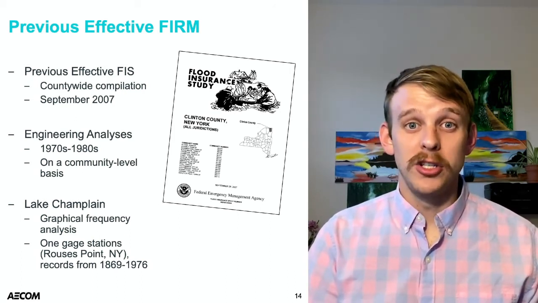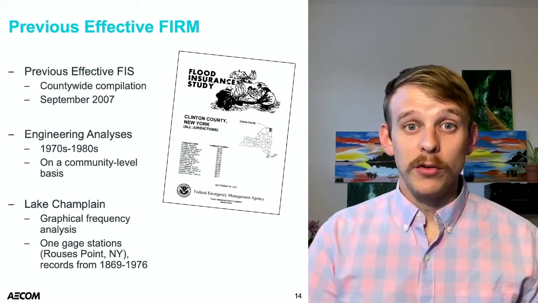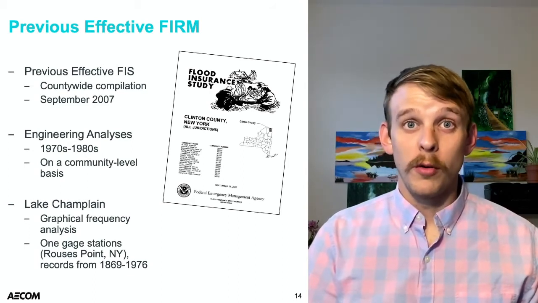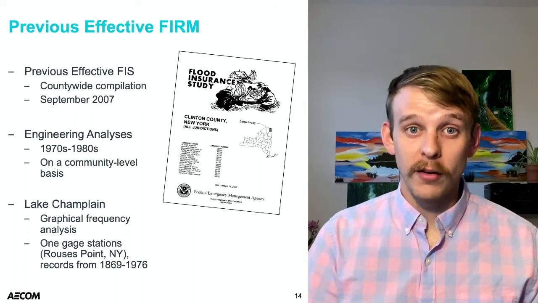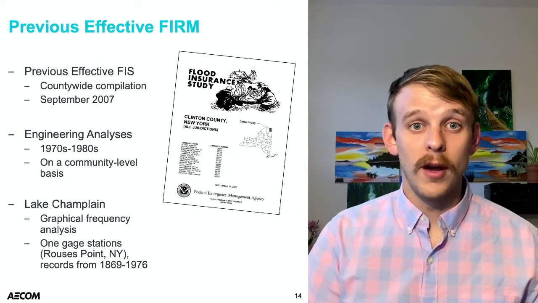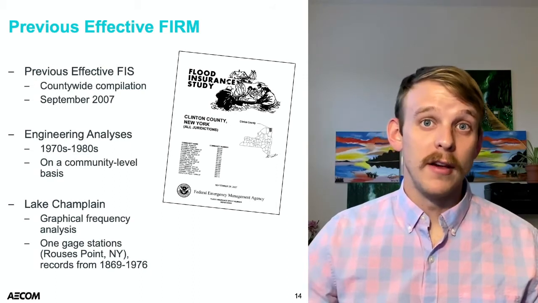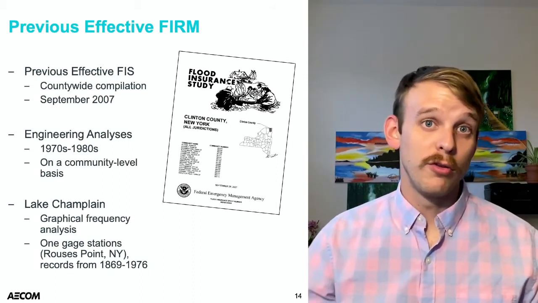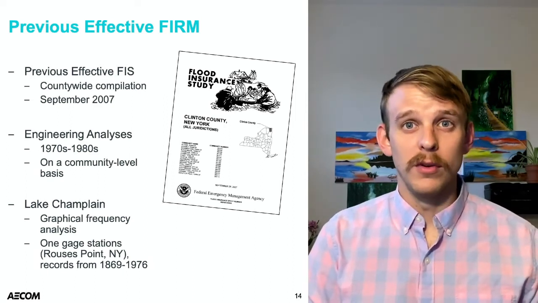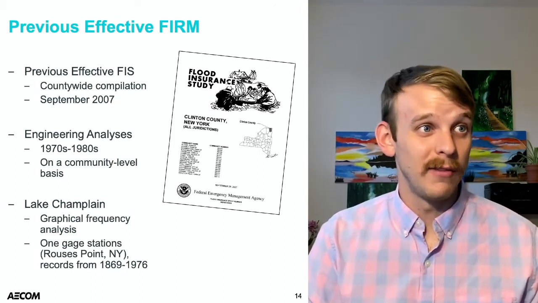and a lot has changed in these past 40 to 50 years, such as land use, development in these project areas, new topographic data, more historical records from gauges, and newer model software to update our engineering analysis. Something else to note is the effective study for Lake Champlain used graphical frequency analysis with one gauge station. I believe it was at Rouses Point, New York, with records from 1869 to 1976.